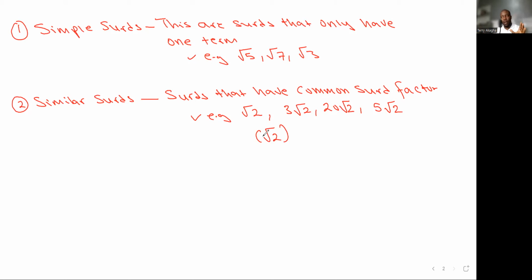So we have the simple surds, which are surds that only have one term. We have similar surds, which have a common surd factor.